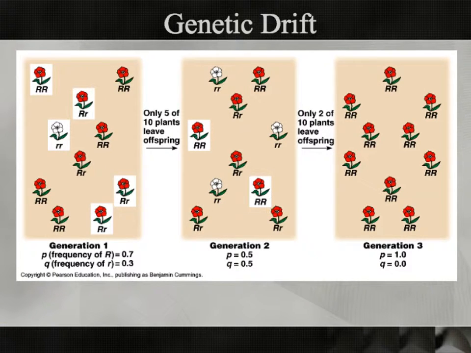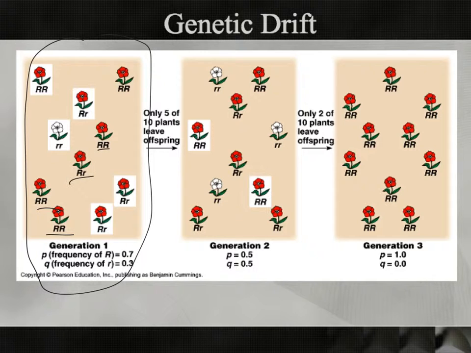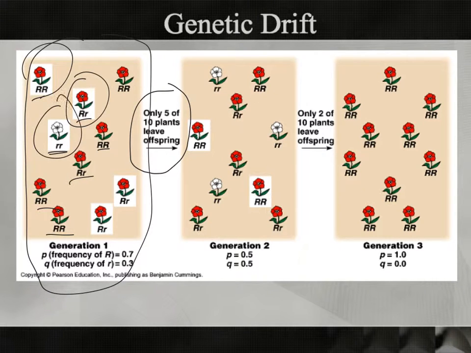So genetic drift, here's just an example we have within this picture. Right up here, in this first one, we have a few homozygous red dominant flowers. We have some heterozygous individuals here, and then we also have a homozygous recessive. Now, only 5 of 10 plants leave offspring. The ones that are highlighted in white here are the only ones that leave offspring.